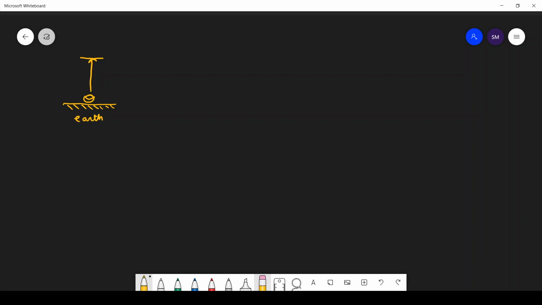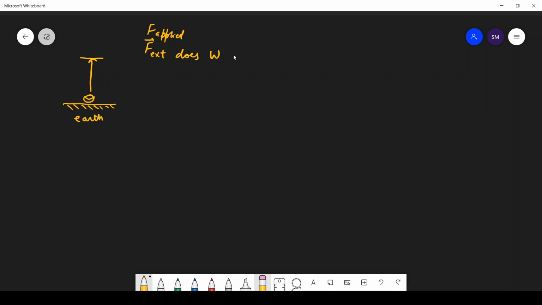So this is the ball lying on the earth, and I have picked it up. So I am applying the force, which is F external. You can also write it as F applied. That's the same thing.